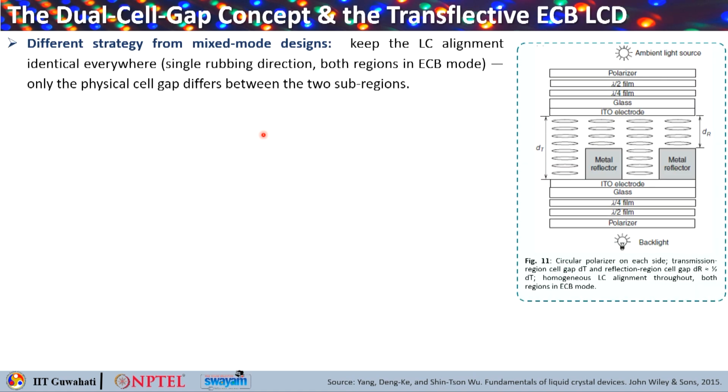So there are different strategies people have shown. So this is the dual cell gap concept and the transreflective ECB LCDs. Different strategies have been adapted from the mixed mode designs. Another strategy is to keep the liquid crystal alignment identical everywhere, so the rubbing angle does not change. You just have a single rubbing direction, and for both regions in the ECB mode, only the physical cell gap is varied by changing the length. So this is the cell gap for the transmission region, and this is the cell gap for the reflective region.